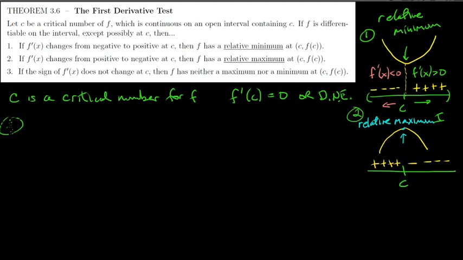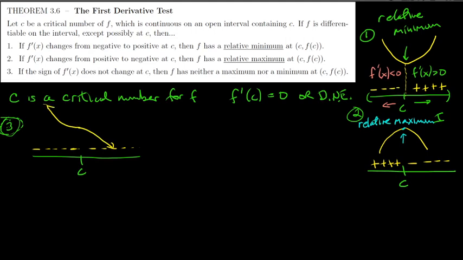Instead, I'll make this the third possibility: if the sign of the derivative doesn't change. So for example, if this is your c here, and let's suppose the derivative is negative to the left and negative to the right. In fact, I think we saw an example of that already where the sign of the derivative does not change. So the graph then will look something like this. It could be decreasing, decreasing, decreasing, and then at c the derivative may be 0 here, but then it's still going to be decreasing.